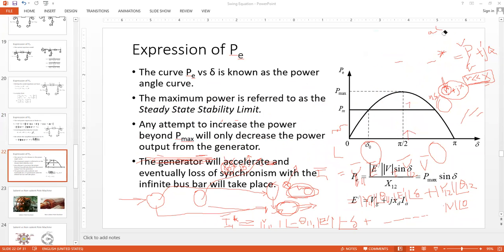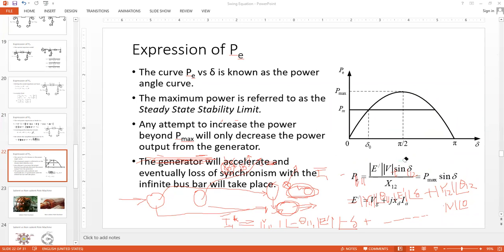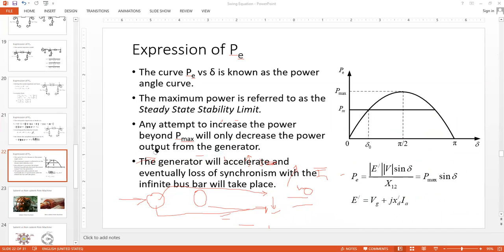So simply this is your power angle curve, where on the y-axis you plot the power, the real power out of the generator, and on the x-axis you simply put your delta. So this is PE versus delta in short, or in technical terms you can call it the power angle curve or power angle characteristics for the synchronous machine. Simply we have to take the delta value from 0 to pi.